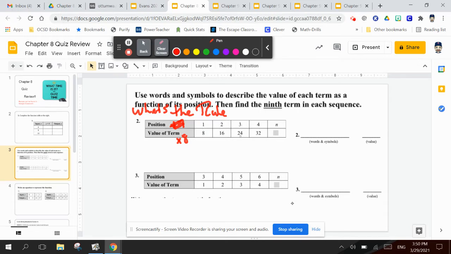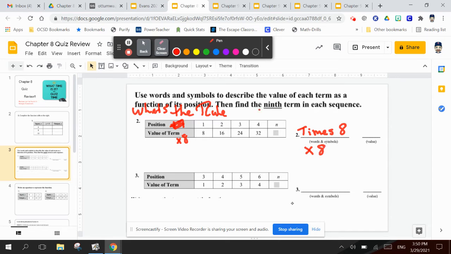Is 3 times 8 24? Yes. Is 4 times 8 32? Yes. So I know my rule is times 8.